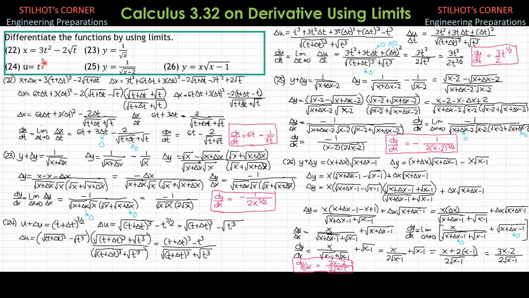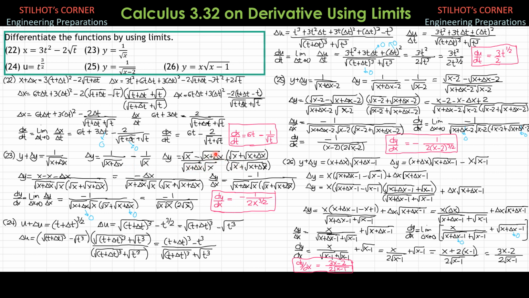Number 23, y is 1 over square root of x. So y plus delta y is 1 over square root of x plus delta x. Delta y is 1 over square root of x plus delta x minus y, which is 1 over square root of x. So delta y by algebra, cross multiply, LCD is square root of x plus delta x times square root of x. So we have square root of x minus 1 times square root of quantity x plus delta x all over this LCD.